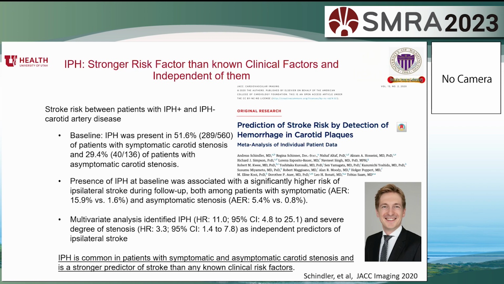And his summary can probably be summarized by this statement: intraplaque hemorrhage is common in patients with symptomatic and asymptomatic carotid stenosis, and is a stronger predictor of stroke than any known clinical risk factors. And I would like to add another statement here: MRI is probably the only effective imaging tool to identify this. For ultrasound and CT, the capability to identify this remains weak.